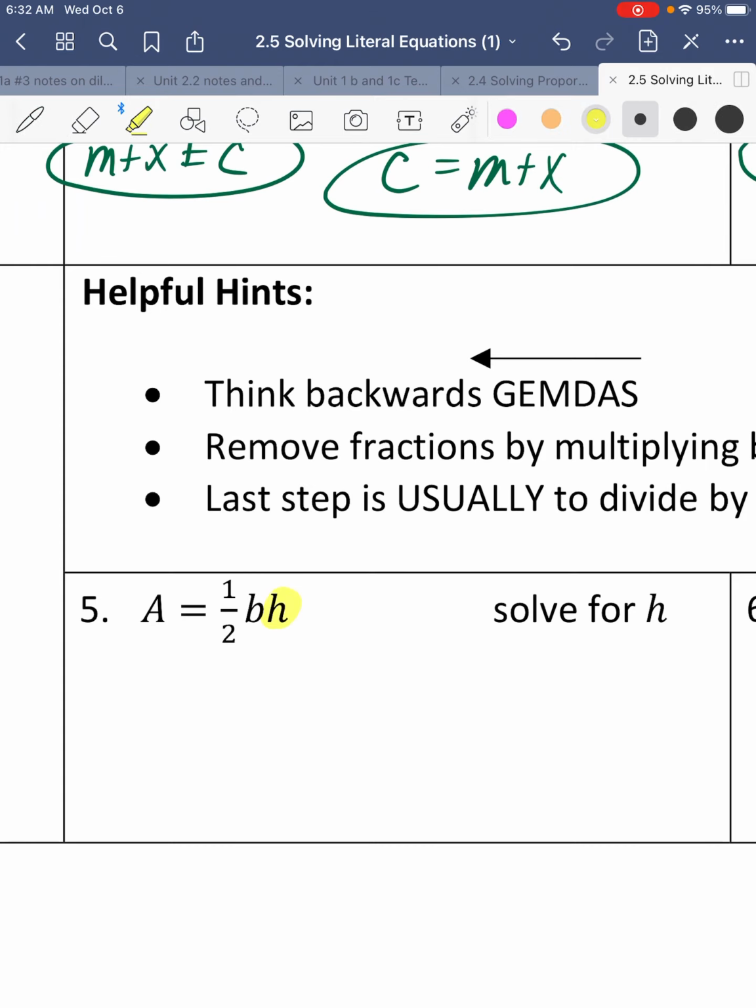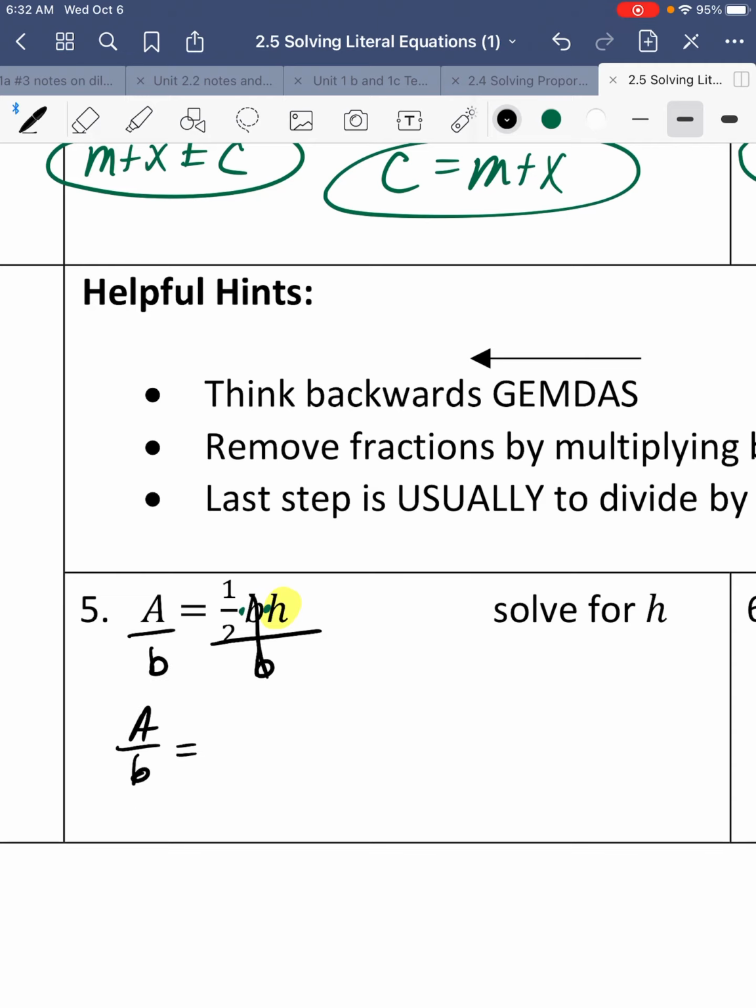So let's highlight the H, and let's see what operations are attached to the H here. We have times B and times 1/2. We need to solve for H, so it's all multiplication. We could divide by everything, but let's leave that fraction for a second. So we're going to divide by B.